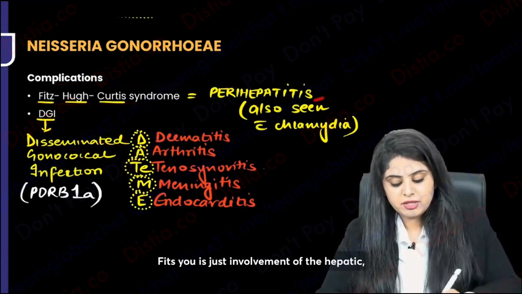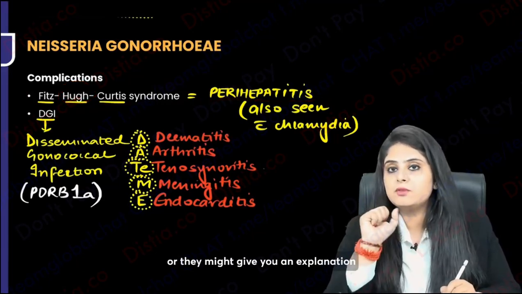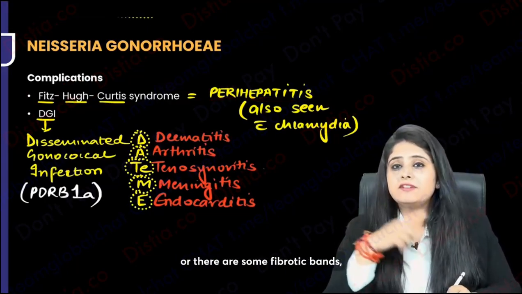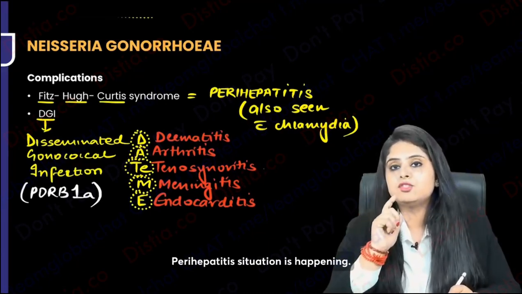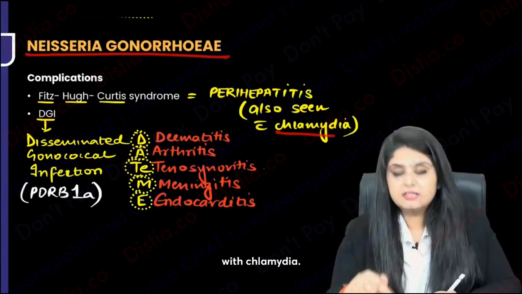And what is Fitz-Hugh-Curtis syndrome? Fitz-Hugh is just the involvement of the hepatic. Perihepatitis is seen. So they might give you a picture, or they might give you an explanation that there is inflammation around the liver, or there are some fibrotic bands, something around the liver is happening. Perihepatitis situation is happening. That is Fitz-Hugh-Curtis with gonorrhea, with chlamydia.